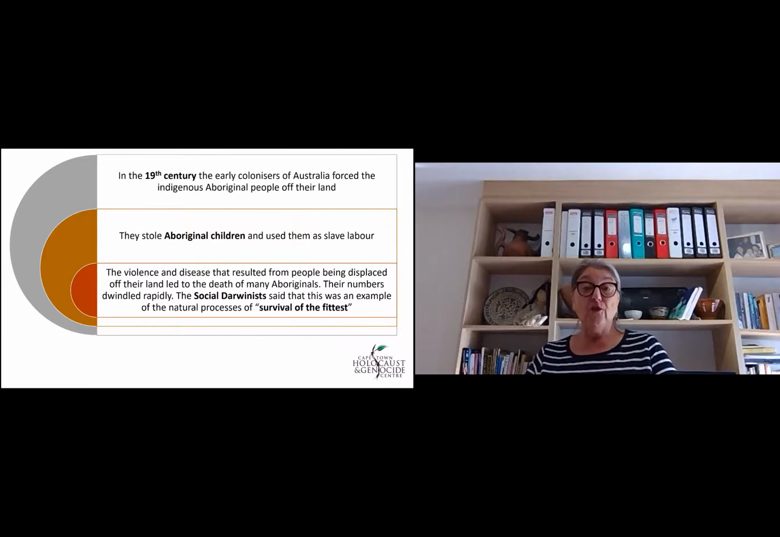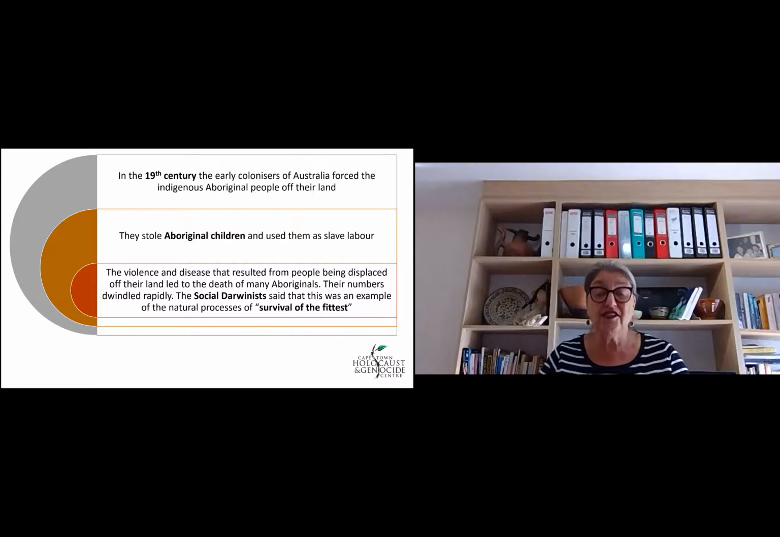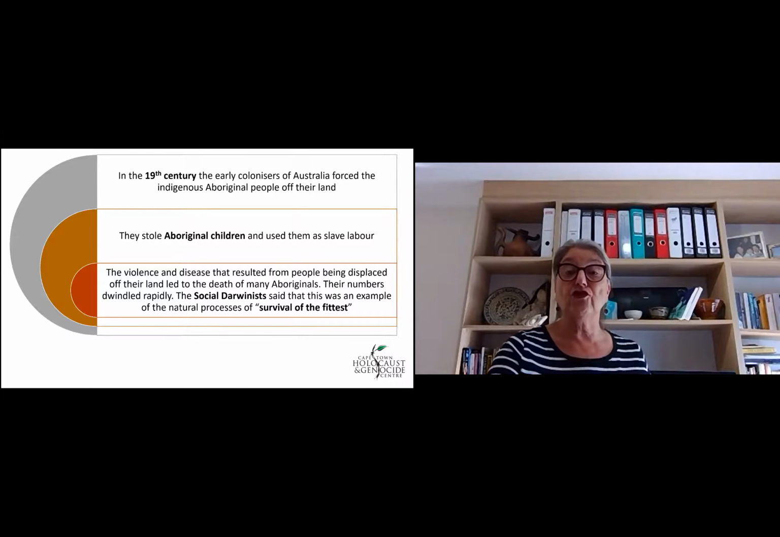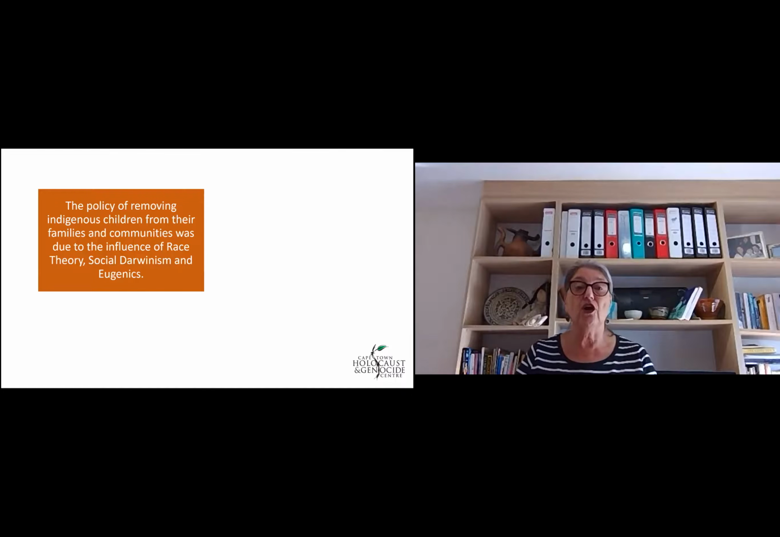Of course, the social Darwinists said, well, here you go. This is an example of what we call the natural process of survival of the fittest. Those who are able to survive do, and those who are weak just die off. So they justified this via social Darwinism. Now, the policy of removing Indigenous children from their families and their communities was because of the influence of race theory, social Darwinism, and of course eugenics, which I spoke about at length in the last unit.